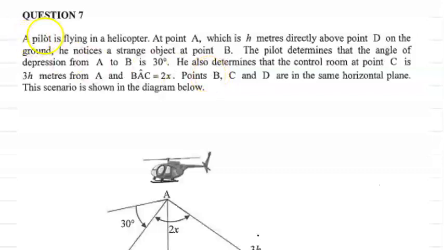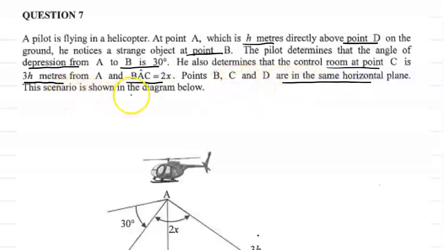It reads as follows. It says a pilot flying a helicopter at point A, which is h meters directly above point D on the ground, notices a strange object at point B. The pilot determines the angle of depression from point A to B is 30 degrees. He also determines that the control room at point C is 3h meters from A, and BAC is equal to 2x. Points B, C, and D are in the same horizontal plane. The scenario is shown in the diagram below.